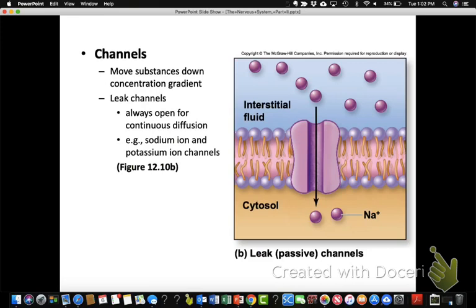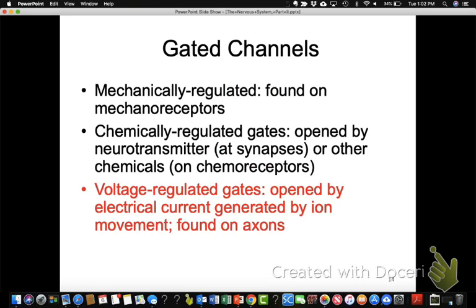The leak channels are going to move things along their concentration gradients. Gated channels are going to open and close. That's the whole function of a gate. And here I expand on what the book has because I'm pulling in stuff from the sensory chapter. So your sensory receptors in your skin or your muscles or whatever might be mechanically regulated, and we call these mechanoreceptors. So if something gets touched or tapped or shaken or pulled or pushed, then the little gates open just because of the physical pressure. We'll come back and talk about those when we get to chapter 16.